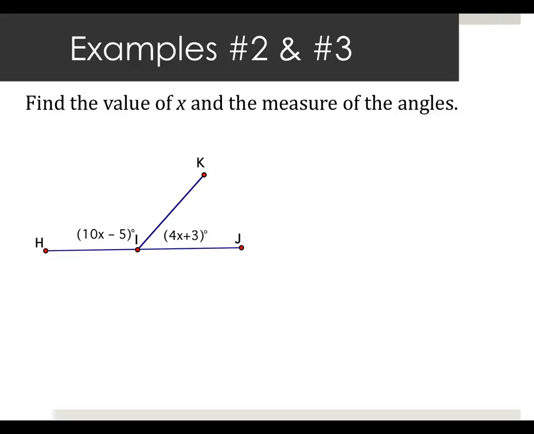Now, as you're starting these problems, you would ask yourself, what pair of angles am I looking at up there? So just to make our lives a little bit easier, I'll put an alpha down in there, and I'll put a beta down in there.